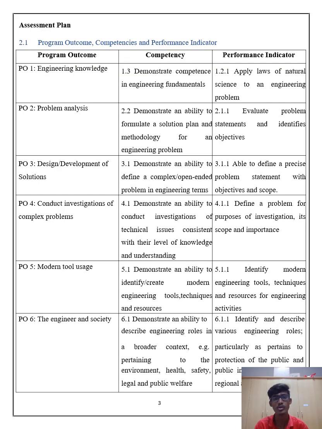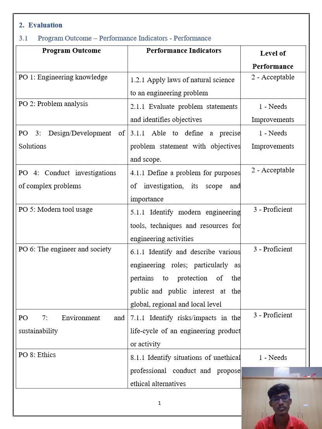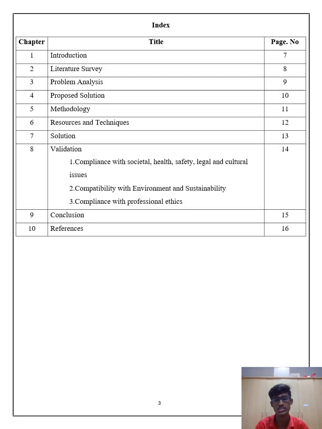Assessment plan: program outcome, competencies and performance indicator. Rubric for measuring competency, performance indicator: proficient, acceptable, needs improvement. Evaluation: program outcome, performance indicator, level of performance, program specific outcome. The table columns: program outcome, level of performance.